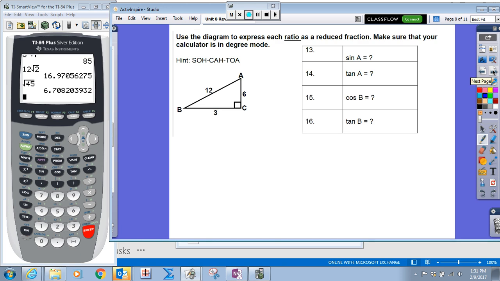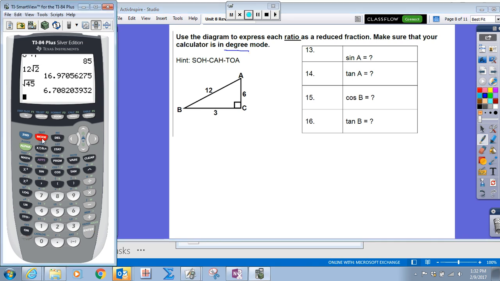Okay, the next one, we're going to talk about those trig ratios that we learned, where we use SOHCAHTOA. So make sure that your calculator is in degree mode. To do that, you want to hit the mode button and cursor down to where it says radian, and then cursor across to degree and press enter. And second quit to get back to your regular screen.